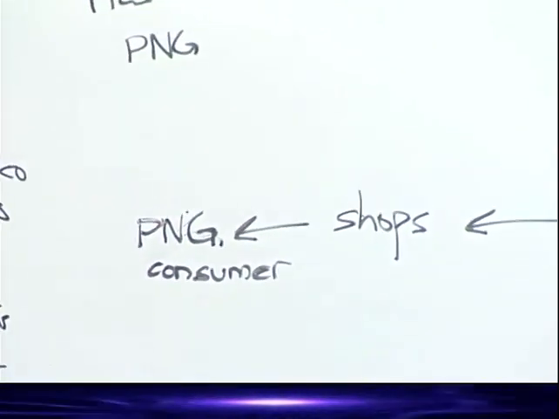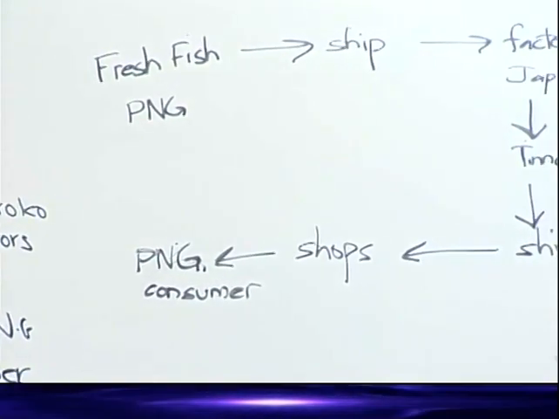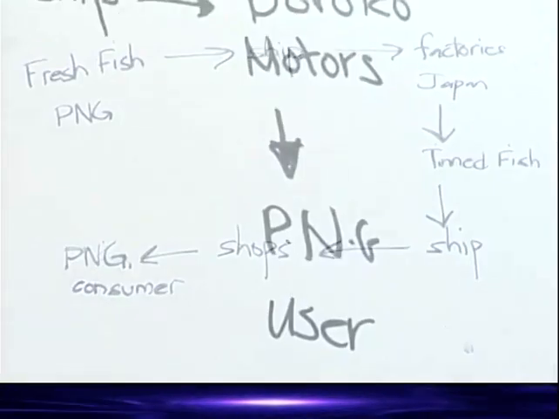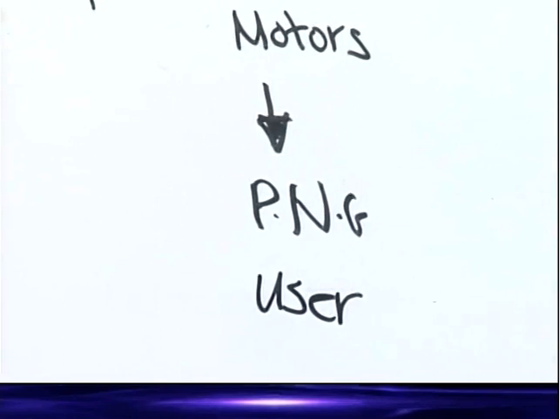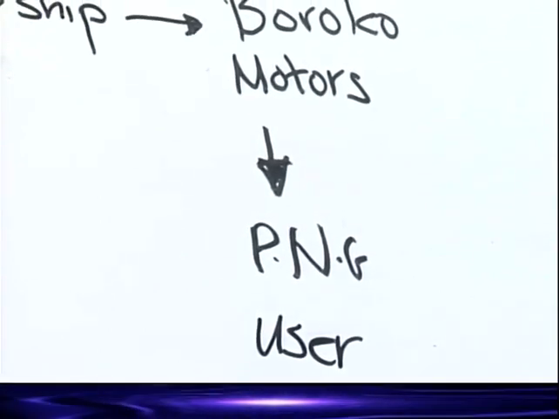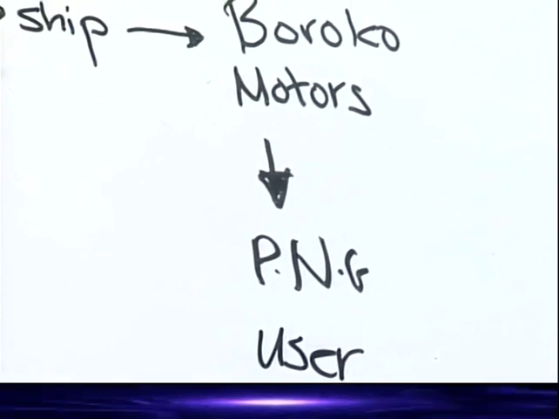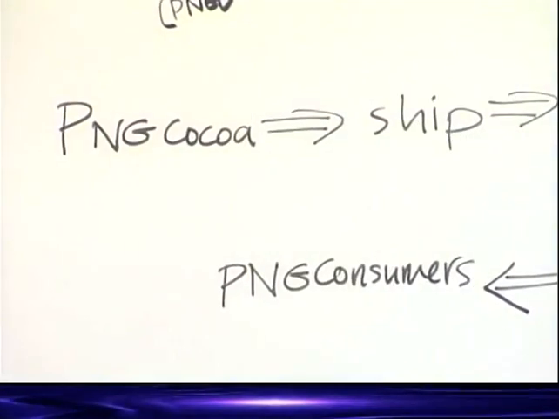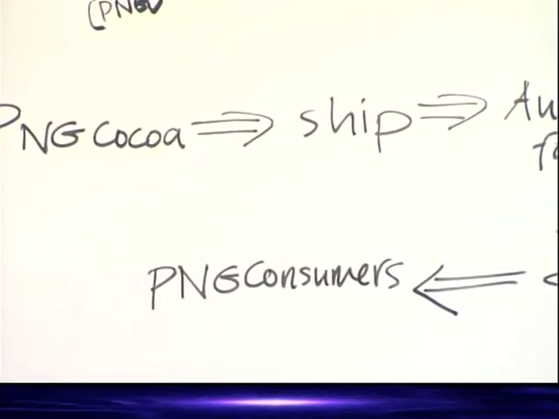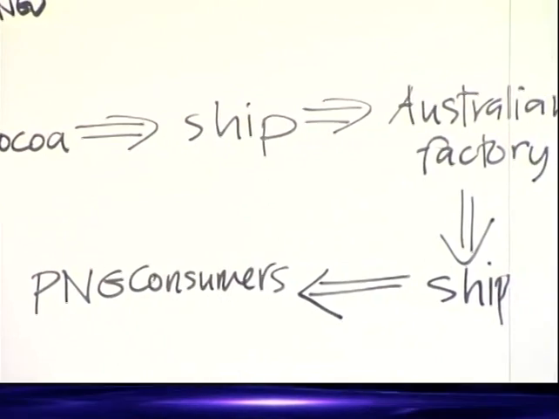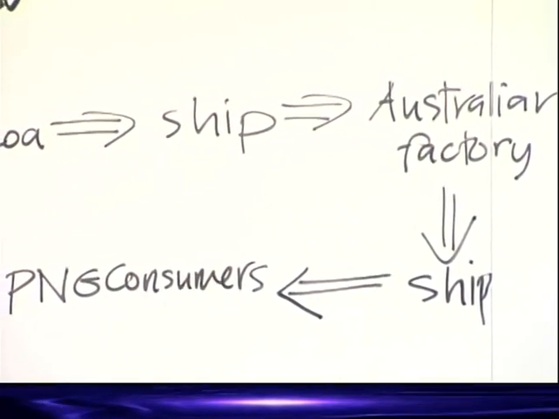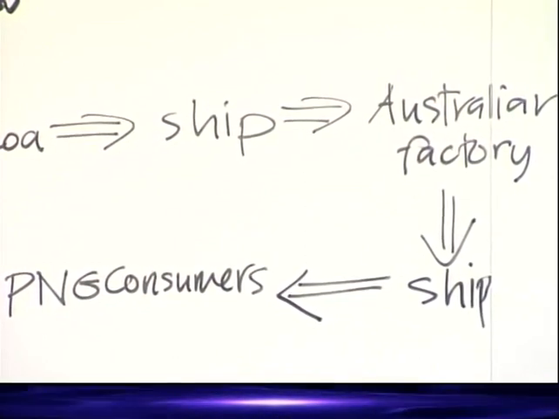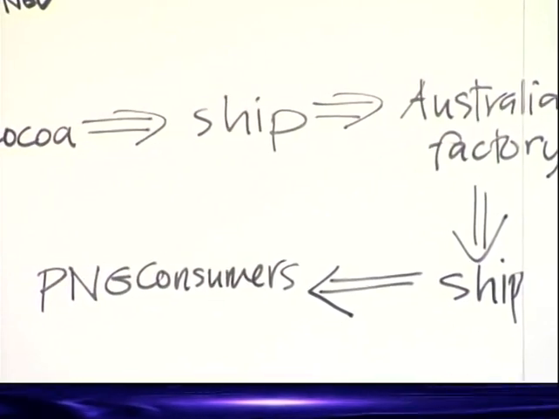Japan, Australia, cars. Cars being shipped to Papua New Guinea, Boroko Motors, PNG, buyer or user. We buy the cars. PNG cocoa, timber, German user. What's it, Sandra? Timber, shipped. What is this, German user?